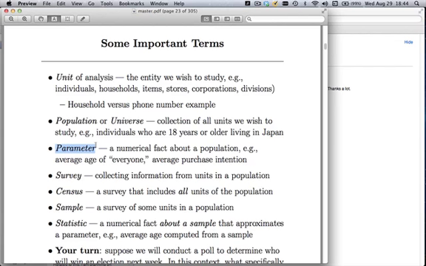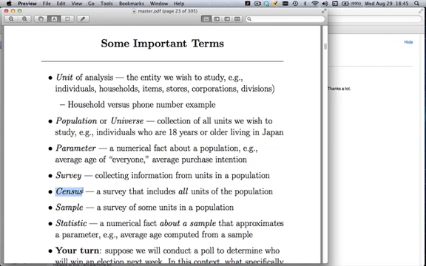Now, how do we learn what this parameter is? The answer is we're going to do some sort of survey. Surveys are just a data collection method. Now, there are two types of surveys in statistics. One is called a census. With a census, we go out and we gather information from every sampling unit in the population. Once I've gathered information about every unit in the population, then I compute the parameter directly.